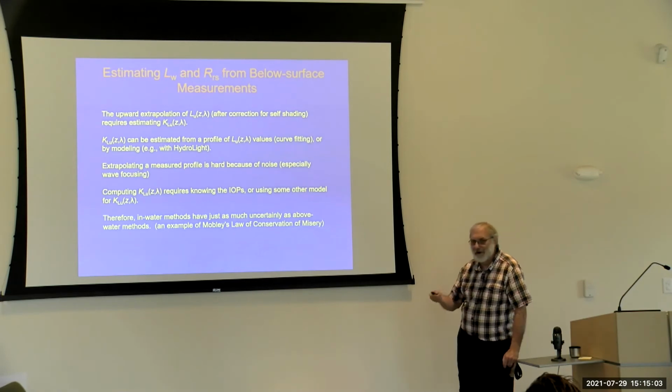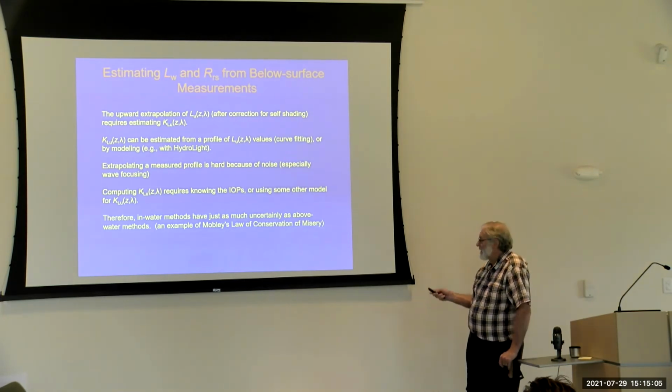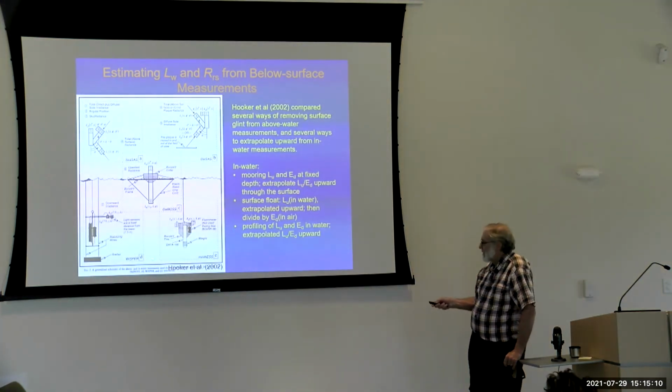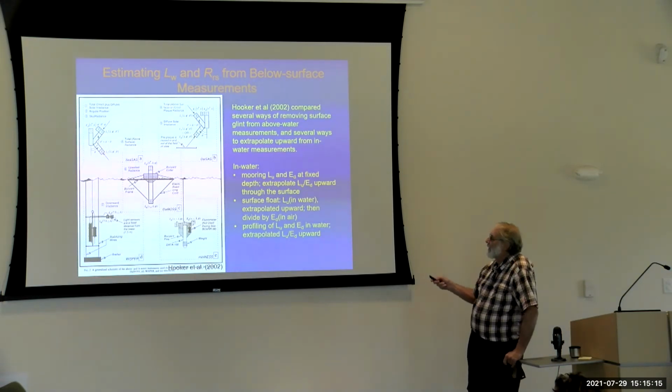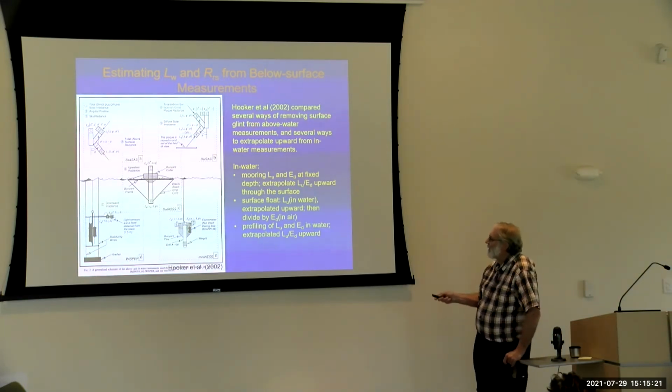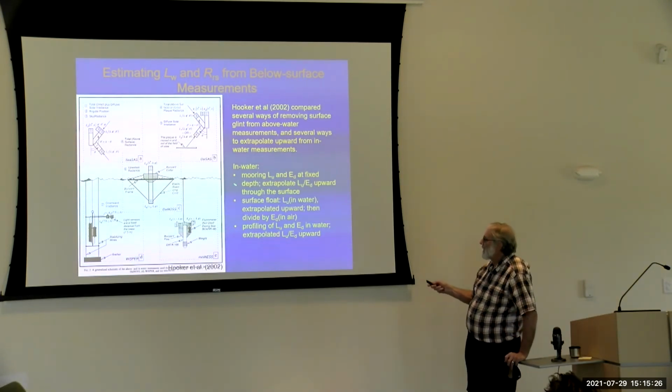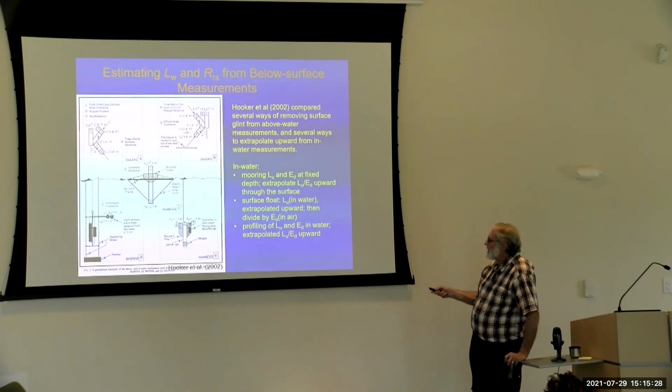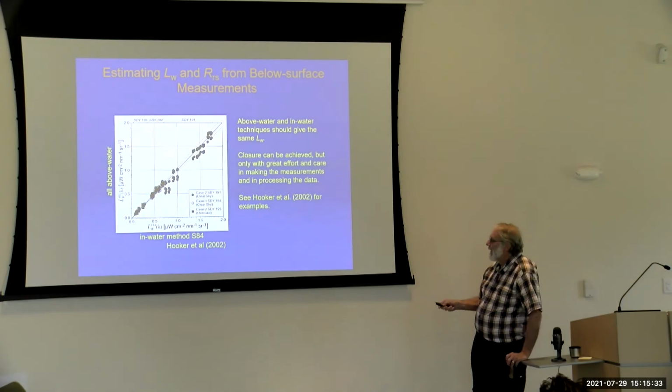So then people have gone to below surface techniques. A lot of papers published on that. And there was a big paper by Hooker almost 20 years ago where they looked at all of these different geometries and techniques and ways of putting things and compared them all. So this is the sort of thing you might have on a mooring, or you've got a profiler. So they looked at all of this kind of stuff, modeled everything, and the bottom line is you can get pretty good agreement.